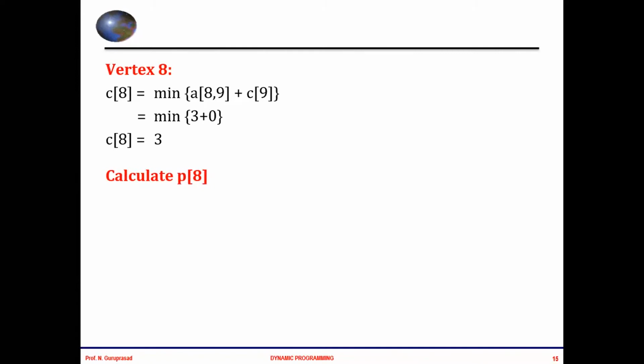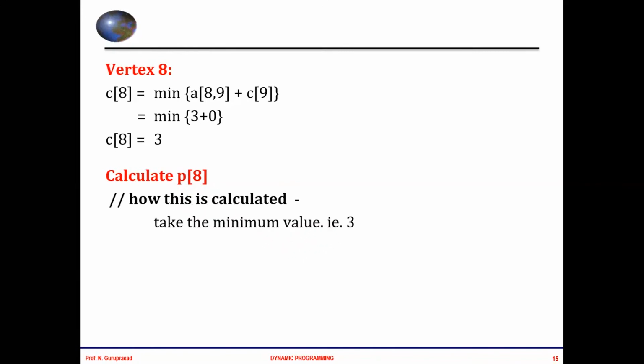Now how this P of 8 is calculated is, first you take the minimum value from the above. Right now here there is only one value, that is 3, so we will take 3 only, because sometimes when we go further we may get a couple of values inside the opening and closing curly braces. Then we have to take the minimum from those values. Got the point? That is what the formula is all about, because the whole idea is to find the shortest path. So when we are calculating P of 8, we take the minimum value. Let me tell you how it is calculated. Take the minimum value, that is 3, correct? Got it, all of you?